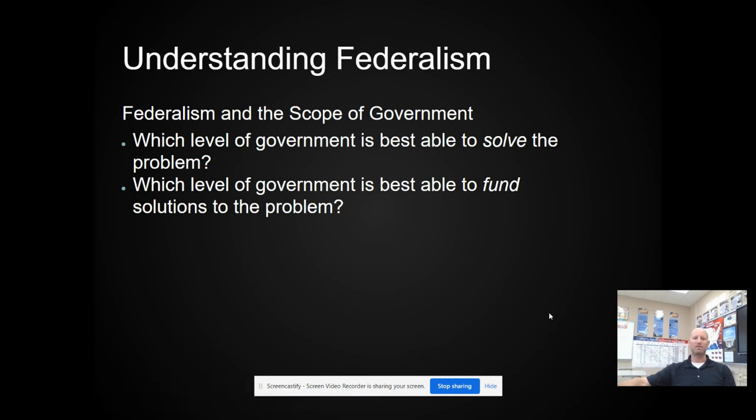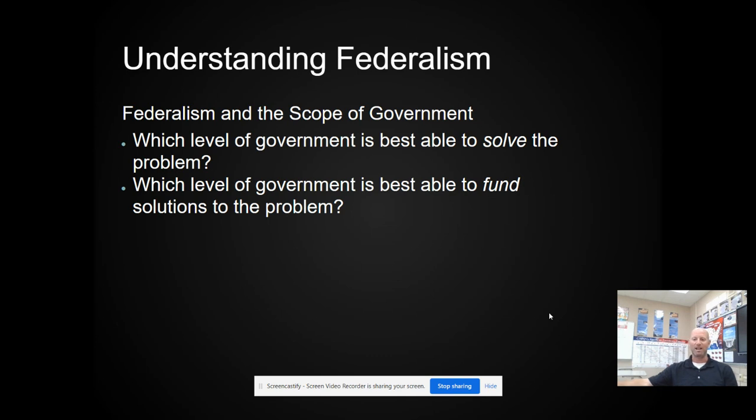Understanding federalism in the scope of government, which level of government is best able to solve the problem, right? So we don't know. Is the state better to solve the problem? Is the federal government better to solve the problem? And then also, which level of government is best able to fund solutions to the problem? Nobody has any money to fund any of these solutions, right? Old saying in government, you think our problems are bad, wait till you see our solutions, right?